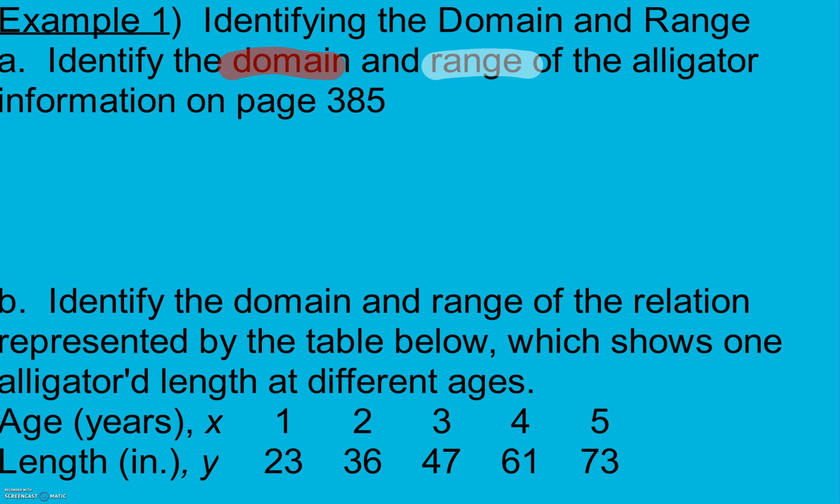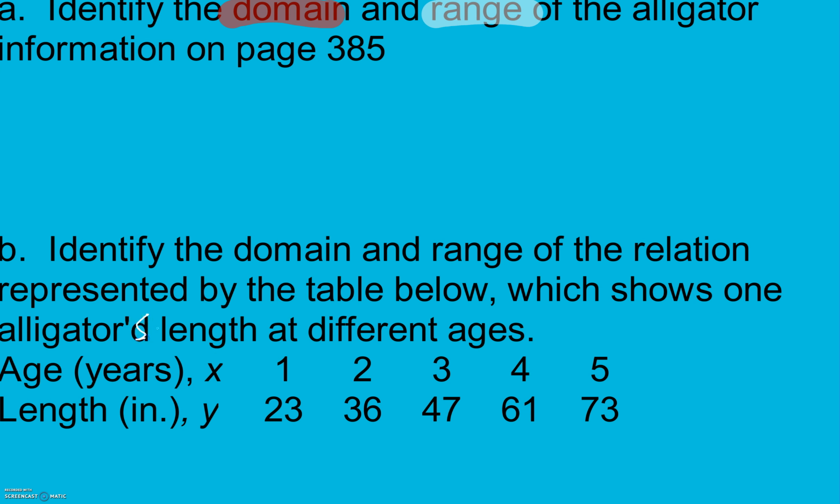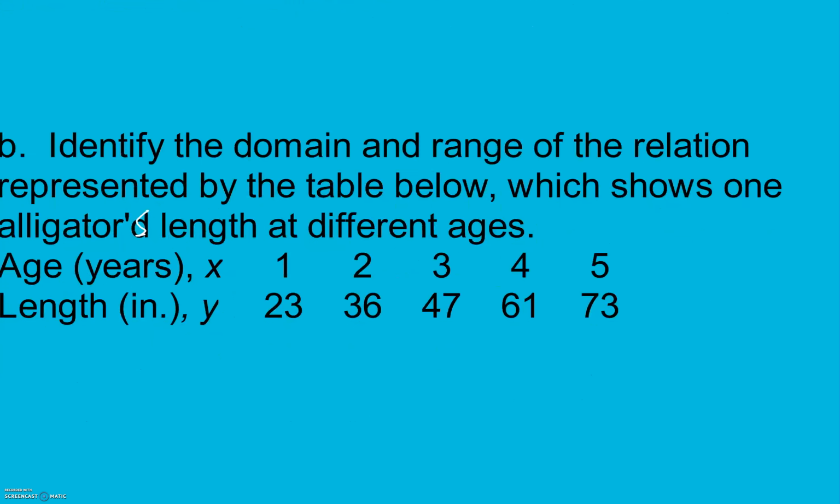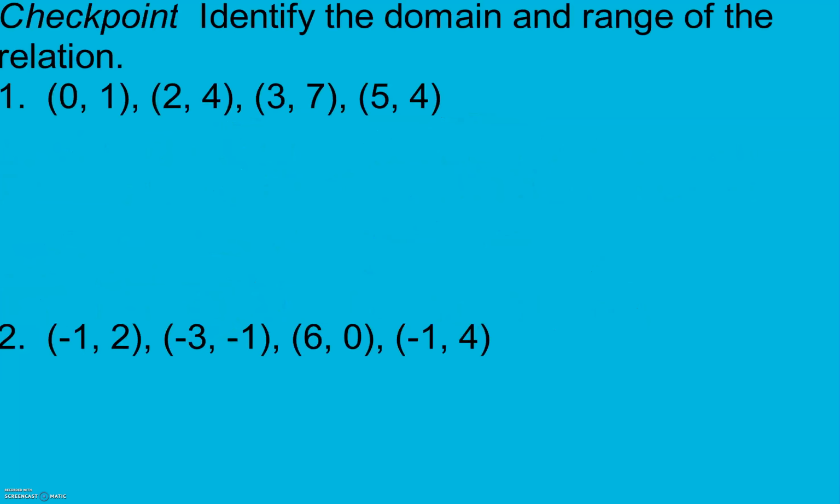We're going to identify the domain and range of the relation represented by the table below, which shows one alligator's length at different ages. So here, domain are our x's, or our inputs, and range are our y's, or our outputs. So there we just list them out. And nothing doubles up, so we're good to go. Now, feel free to pause here and give these a try if you'd like.